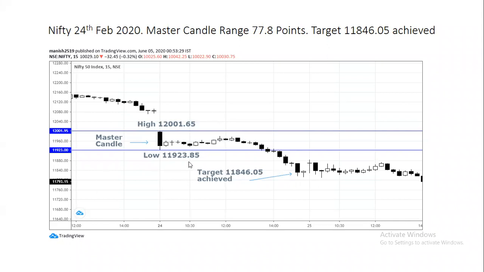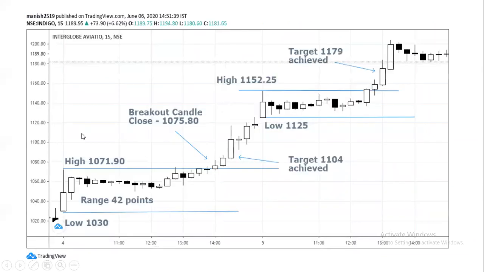So if you are getting breakdown below 11,923, here you can go for 11,900 put option. Now guys, apart from index, you can also apply this setup in stocks.